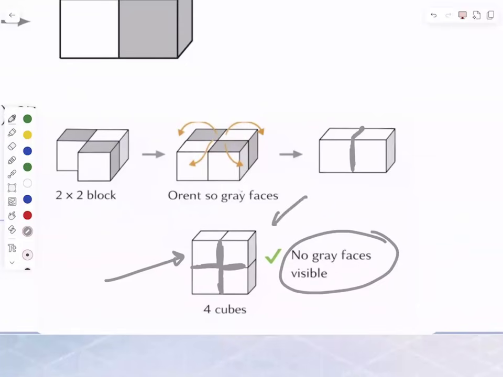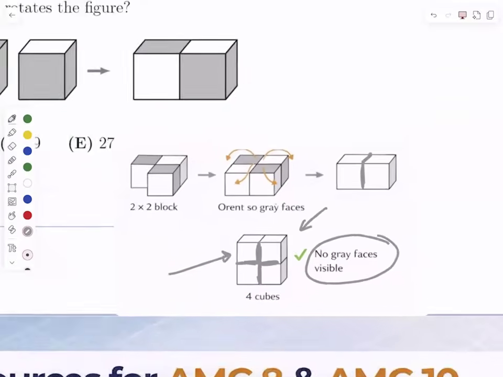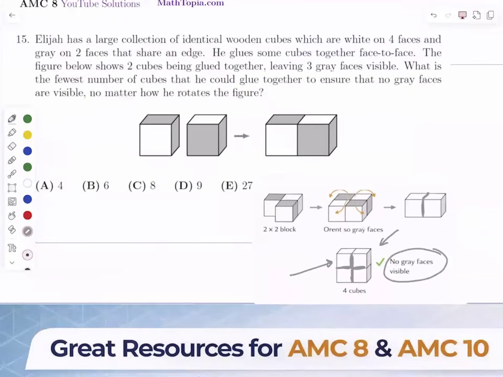Now, Yusuf, do you see that you explained that together, right? This is now no visible gray, right? Yes. Okay. I think that's a good solution. Thank you for sharing your solution. That's all for problem 15.